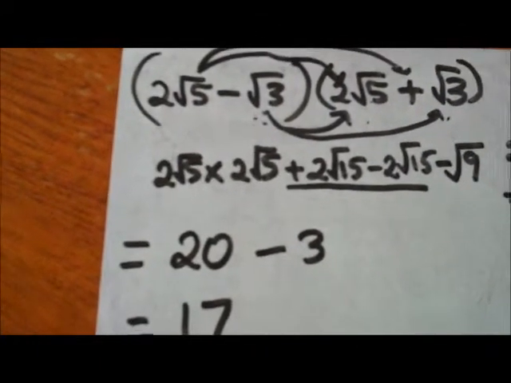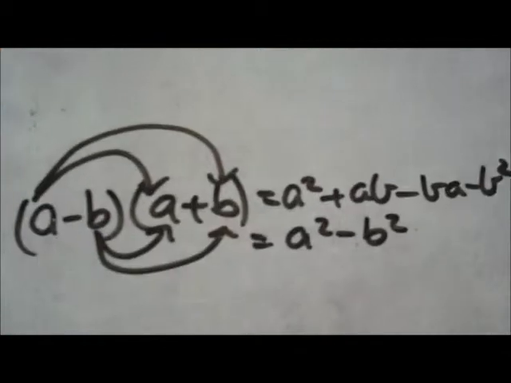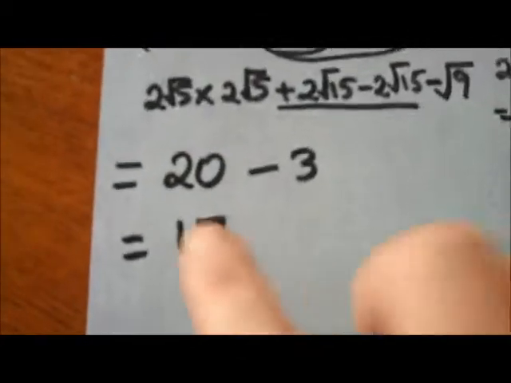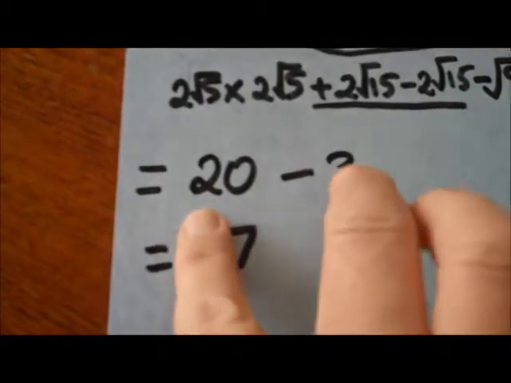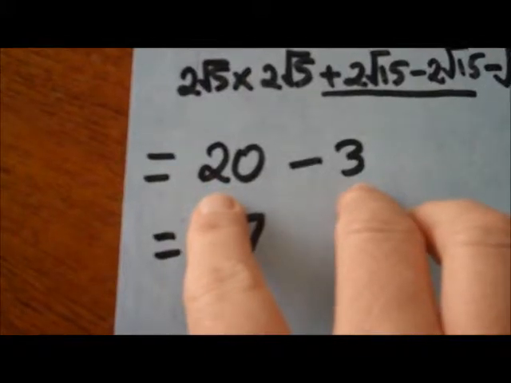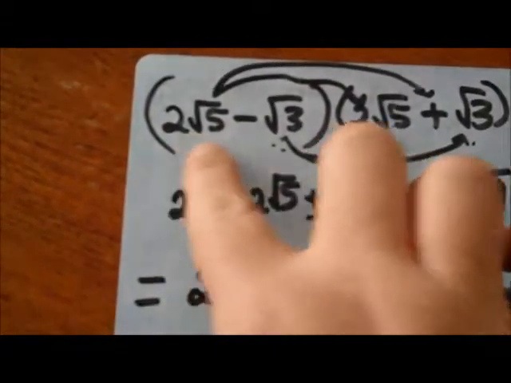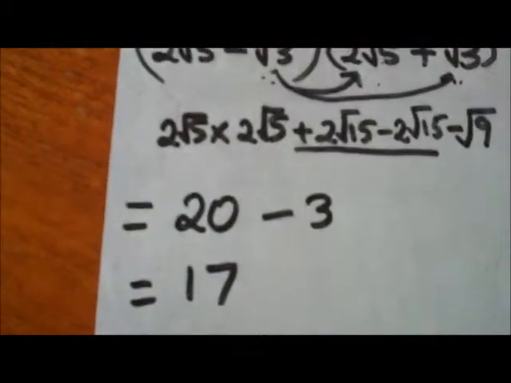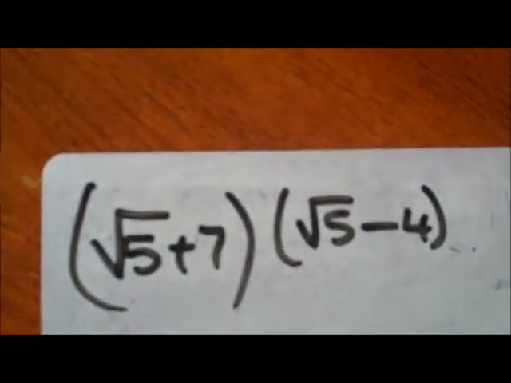And it is actually this one here, a squared minus b squared. This is 2 root 5 all squared, and this is root 3 all squared. So that's the a and the b here. Let's have a go at this one now.